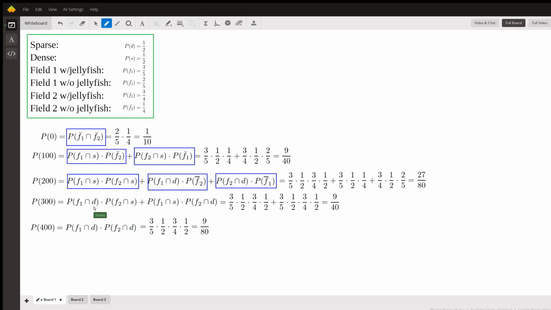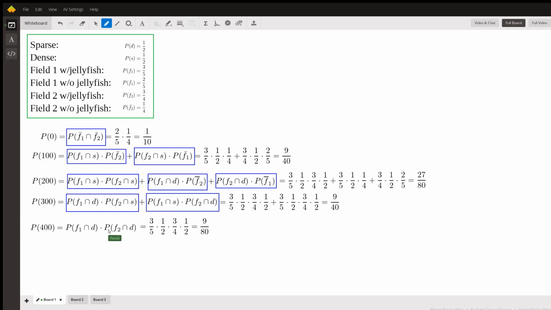Proceeding now, how do we make 300? We can have 200 in one field and 100 in the other, right? So this is 200 in field 1, and this is 100 in field 2, right? Densely populated is 200 jellyfish, sparsely populated is 100. And then you could switch that around. Field 1 has 100, sparsely populated. Field 2 is 200, densely populated. Again, the probabilities are straight from the table.